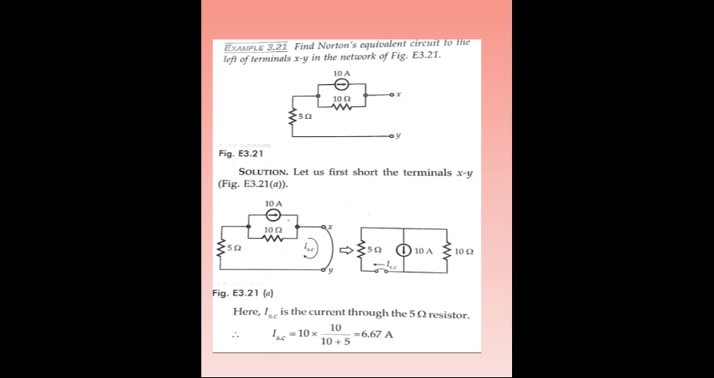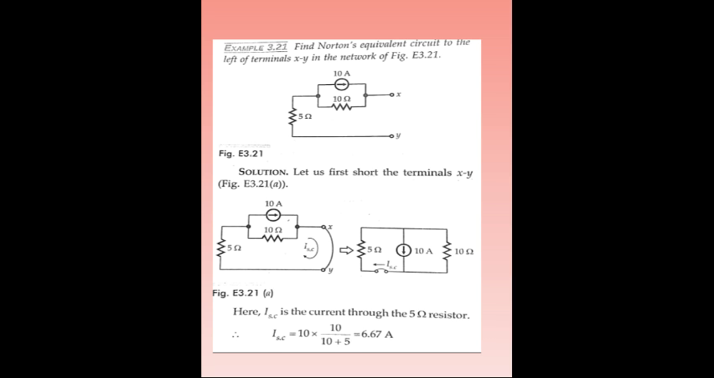So in the given network there are also 3 branches which are in parallel. One branch consists of a current source of 10 ampere and 2 branches consist of resistances of 5 ohm and 10 ohm. So ISC is the current flowing in the 5 ohm resistance. So the value of ISC using the current division rule is 10 into 10 upon 10 plus 5. So the value of ISC is 6.67 ampere.